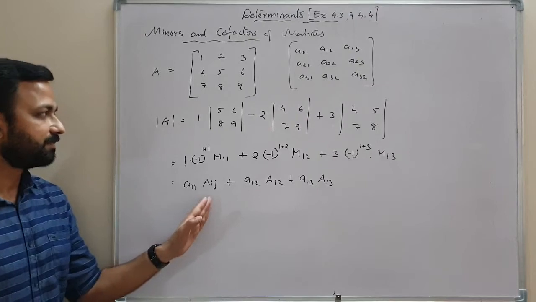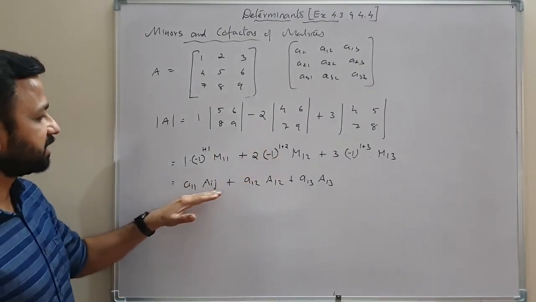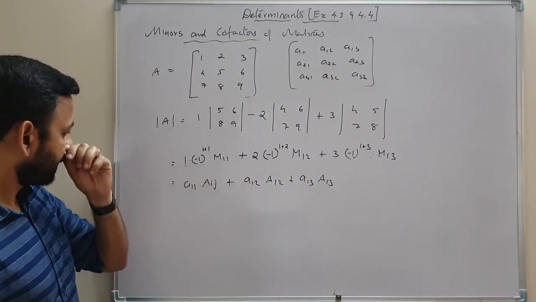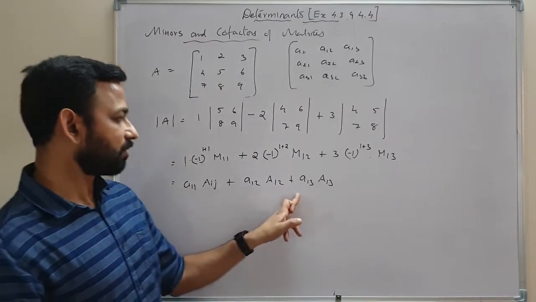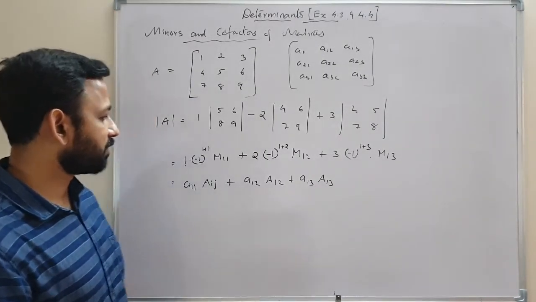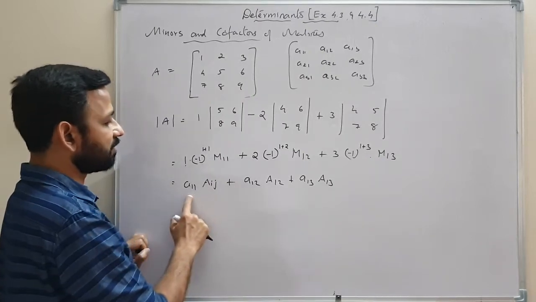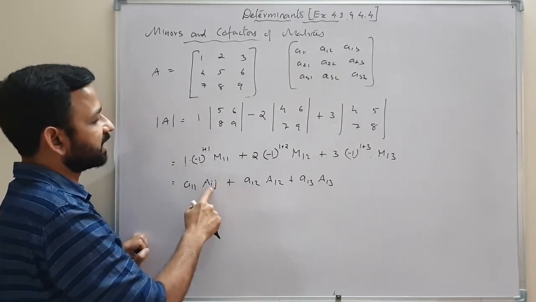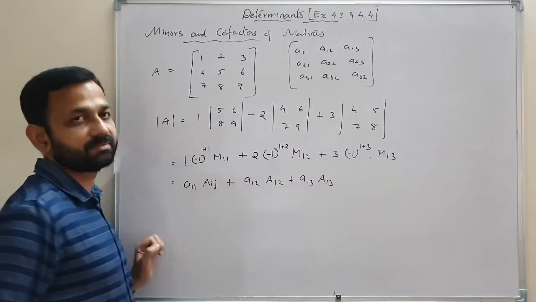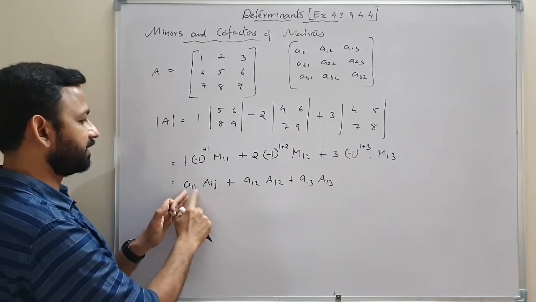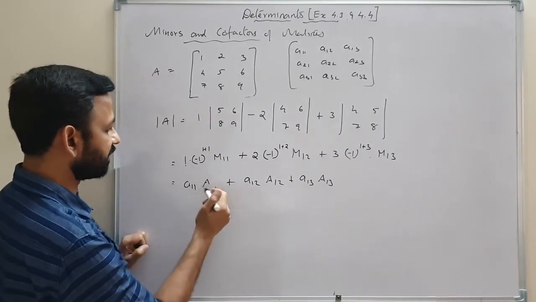So now we got the determinant: the sum of the products of the elements of any row with the corresponding cofactors. So A11 into, so this is not Aij, A11 we will write down.